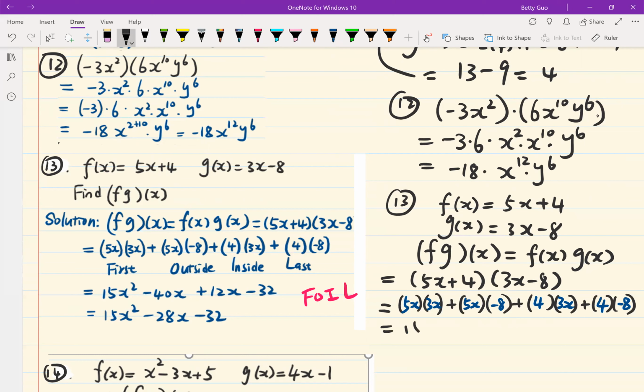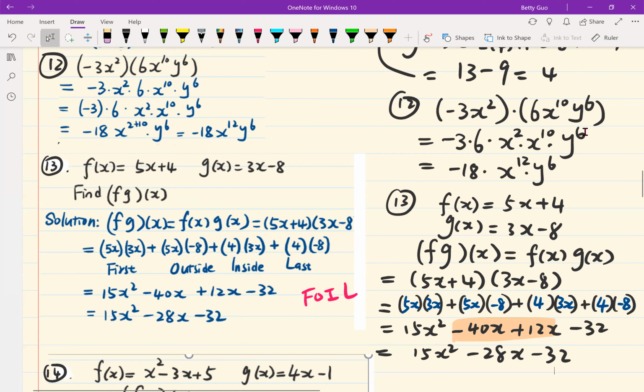5x times 3x, 15x squared. 5x times -8, positive times negative, -40x. 4 times 3x, 12x. 4 times -8, -32. We notice the two terms in the middle. They are like terms. Combine them. We have the final result, 15x squared minus 28x minus 32. -40x plus 12x is -28x. When we combine like terms, we combine their coefficients.